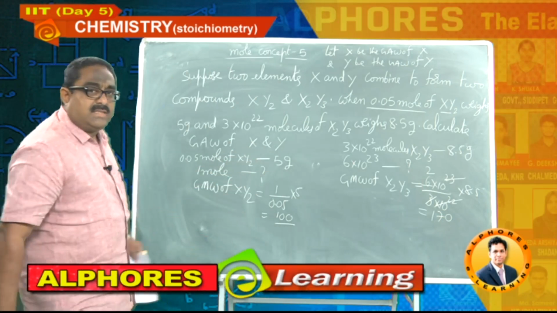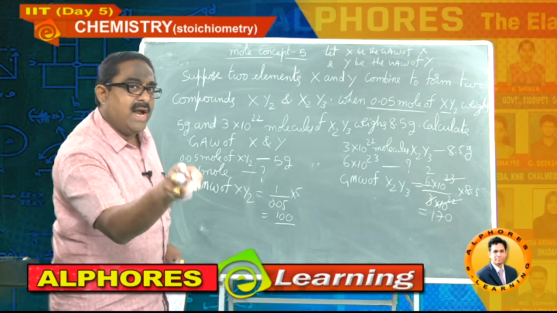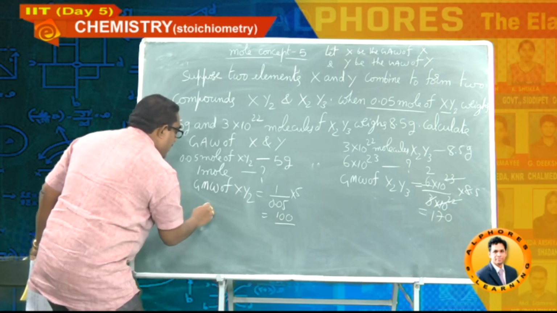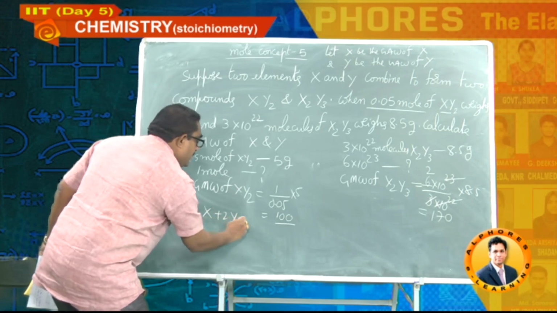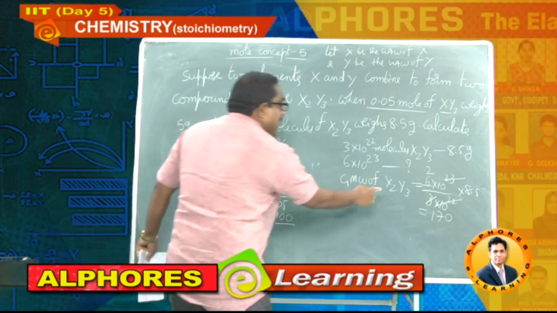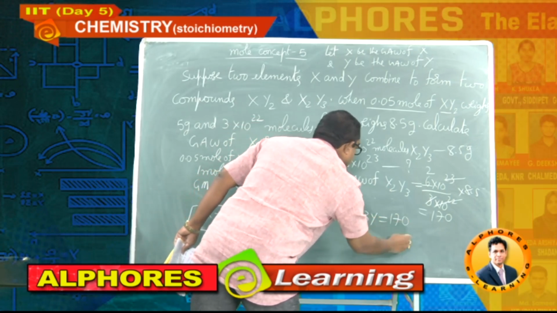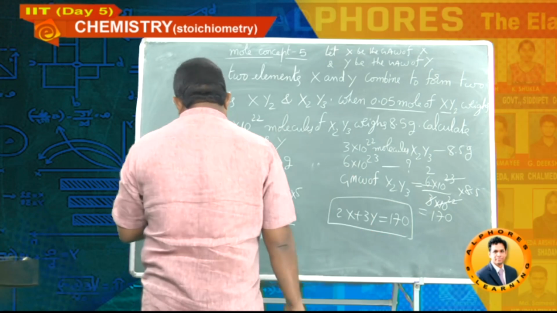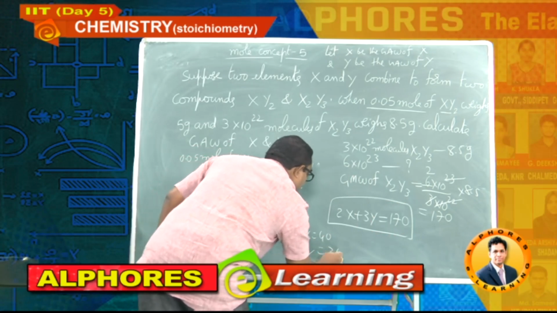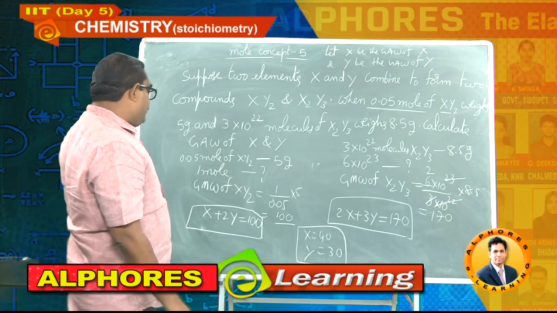Now, I got the molar masses of both the substances. How will you get molar mass? By adding the respective atomic weights. Atomic weight of X I have taken as X and of Y as Y. So, X plus 2Y is equal to 100. That is one relation. And 2X plus 3Y, I got it as 170. If you solve these two, you will get X as 40 and Y as 30. So, that is the final answer, students.